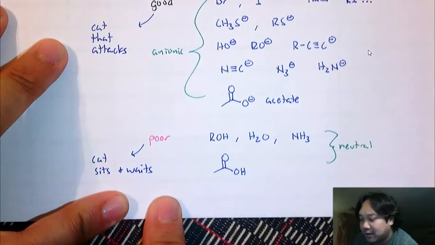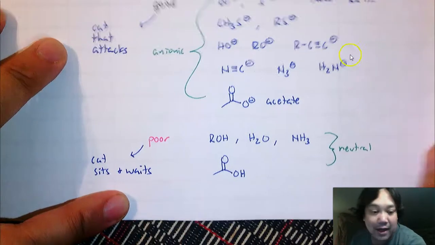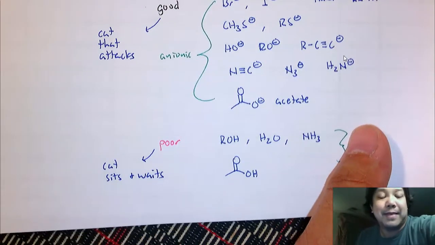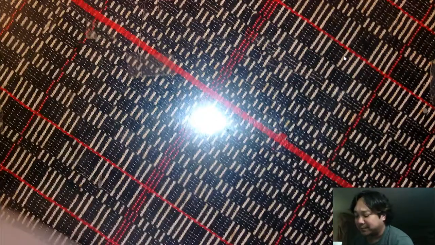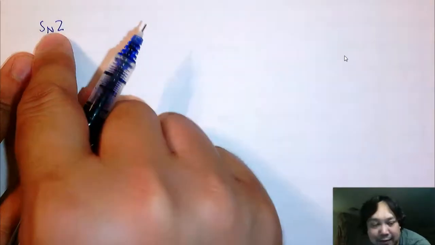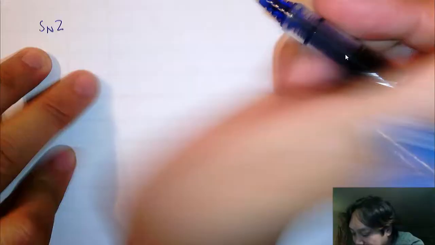Okay. Alright, now that we have that list, we could go ahead and look at some mechanisms and assign them SN1 and SN2. The easiest one to take care of first is actually the SN2. Okay. There are some cats that will do SN1. We're going to look at some cats that do SN2. And where does this abbreviation come from?